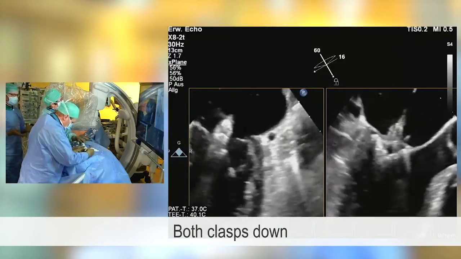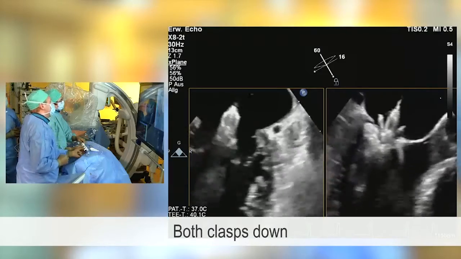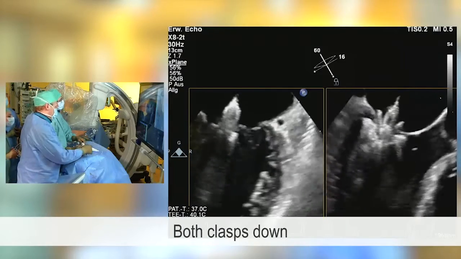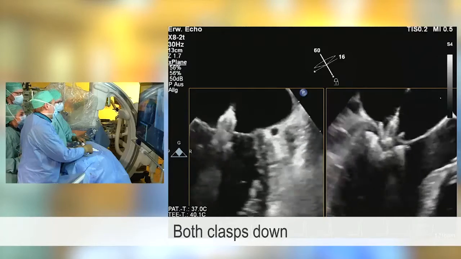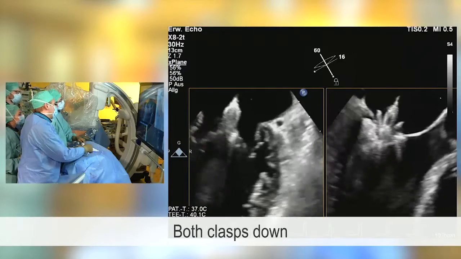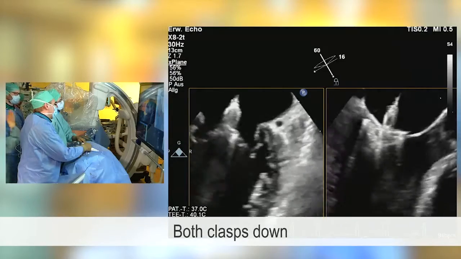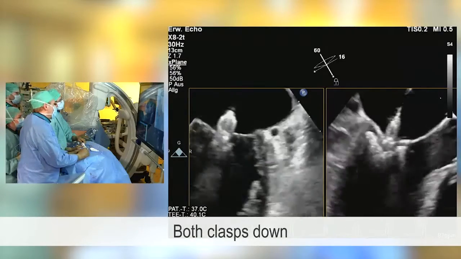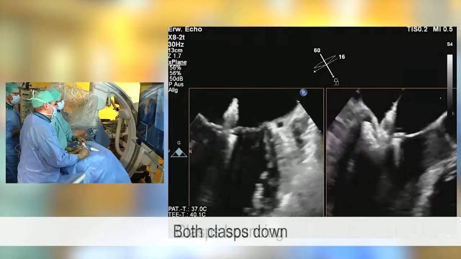Because both leaflets are nicely on, there's no need to do that independently, so we bring them both down at the same time. The advantage if you bring them both at the same time is the fact that getting the clocking right is a little bit easier. If you do that independently or staged, you have to make sure that once you've grasped the one leaflet, you still ensure the same clocking when you grasp the second leaflet.